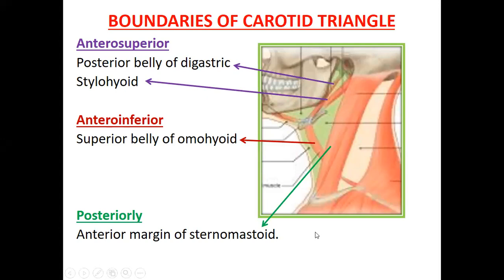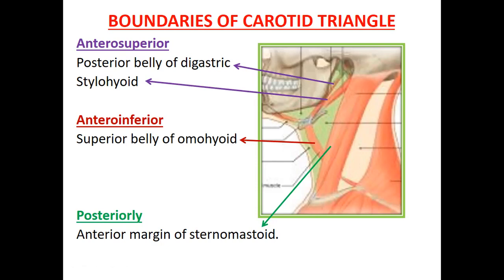The boundaries are antero-superior, antero-inferior, and posterior. Antero-superiorly, the carotid triangle is bounded by the posterior belly of digastric muscle, supported by the stylohyoid muscle. Antero-inferiorly it is formed by one muscle called the superior belly of omohyoid, and the anterior border of sternocleidomastoid muscle forms the posterior boundary of the carotid triangle.